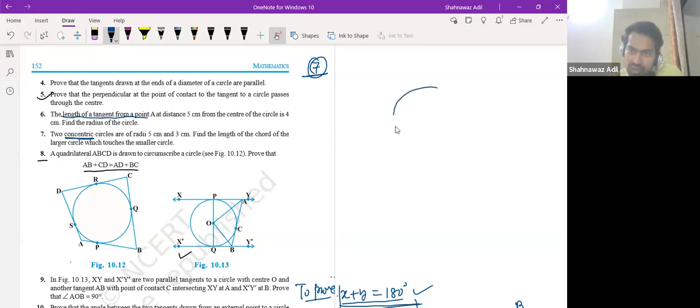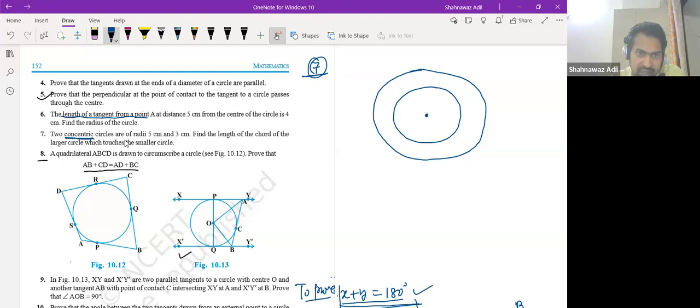So we have two circles and they have the same center. And they have the radii: the bigger one is 5 centimeter and the smaller one is 3 centimeter. Find the length of the chord of the larger circle which touches the smaller circle. So we have a chord which just touches the circle, so this chord is the tangent for this smaller circle, right?